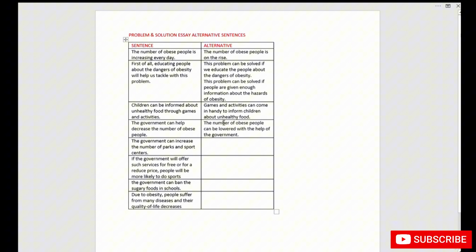The next one, the government can increase the number of parks and sports centers. Again, I can change this by making it passive. So I say the number of parks and sports centers can be increased by the government.